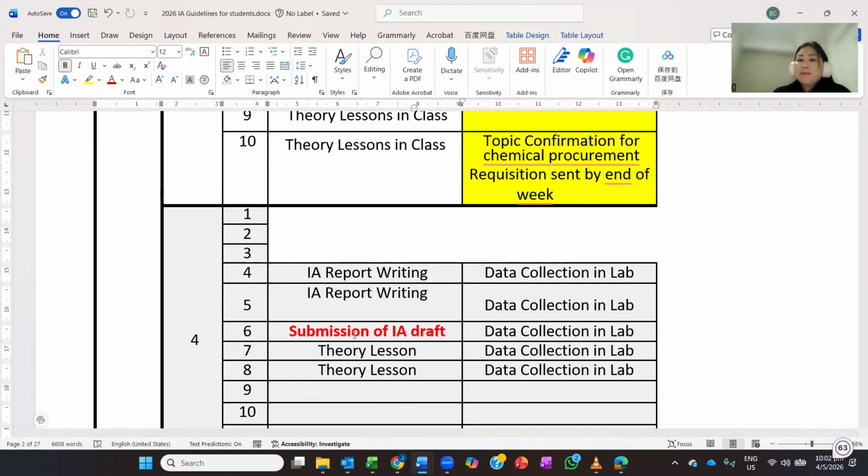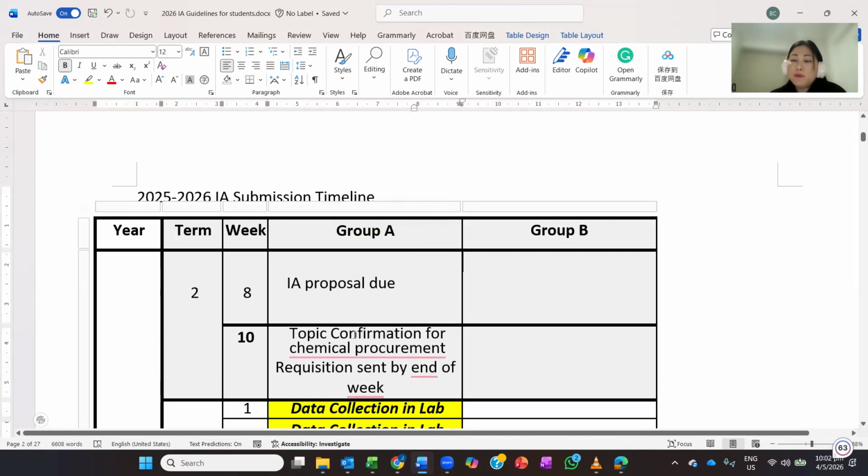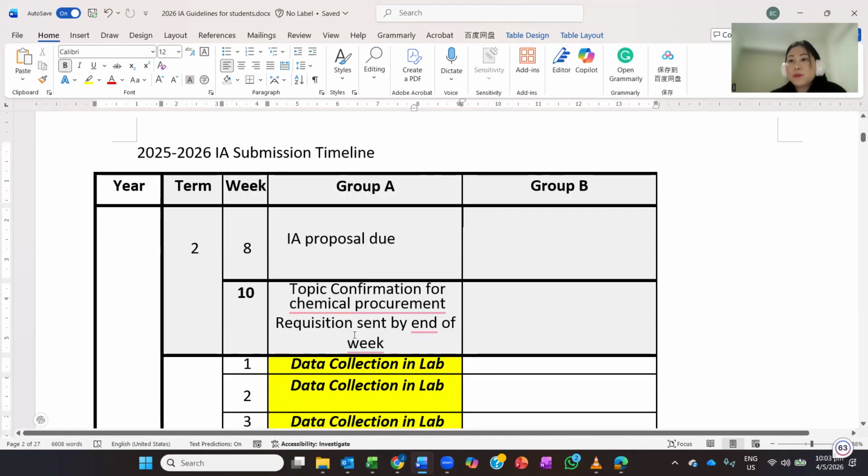Before I go on further, take note that for IB chemistry, we only have one IA, and that's 20% of your IB scores. So therefore, you have to do it well.